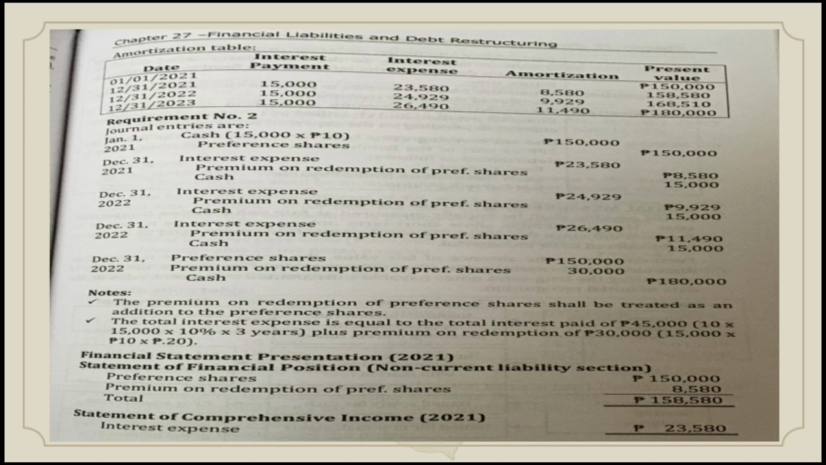So on December 31, 2022, we have preference shares of 150,000, premium on redemption of preference shares of 30,000, and then cash of 180,000. So that would be all for my part.